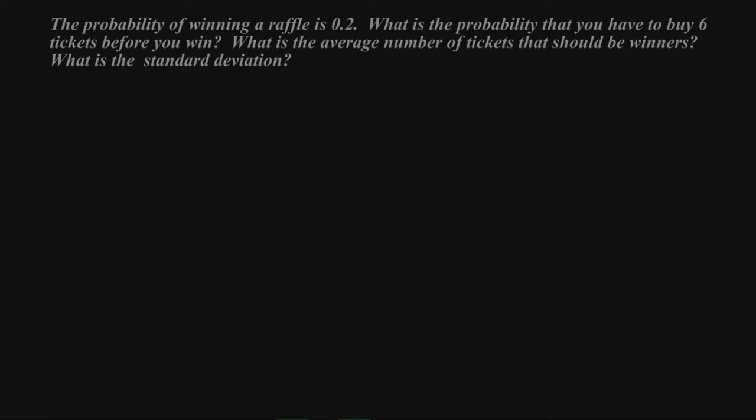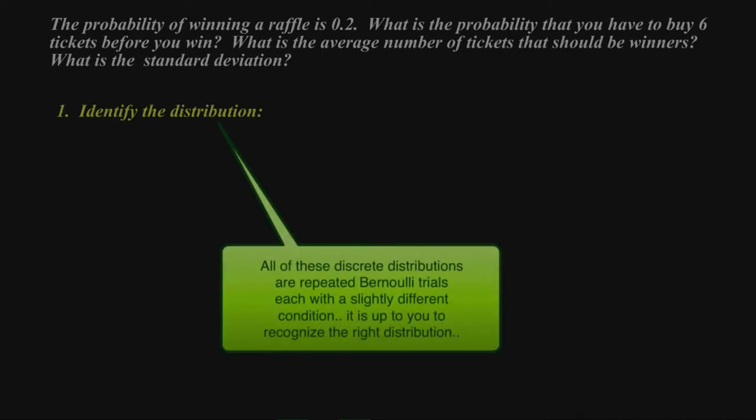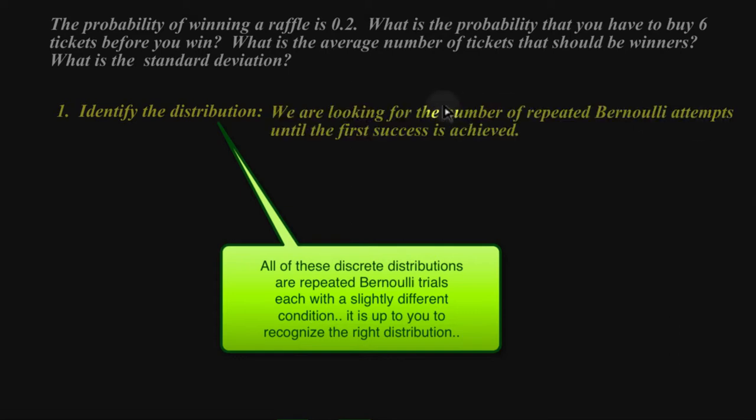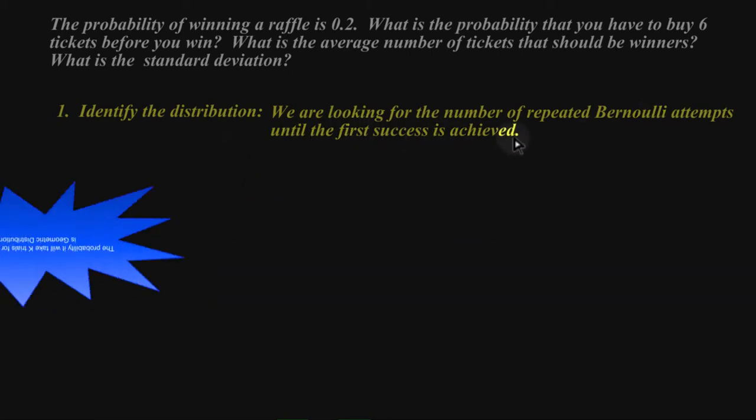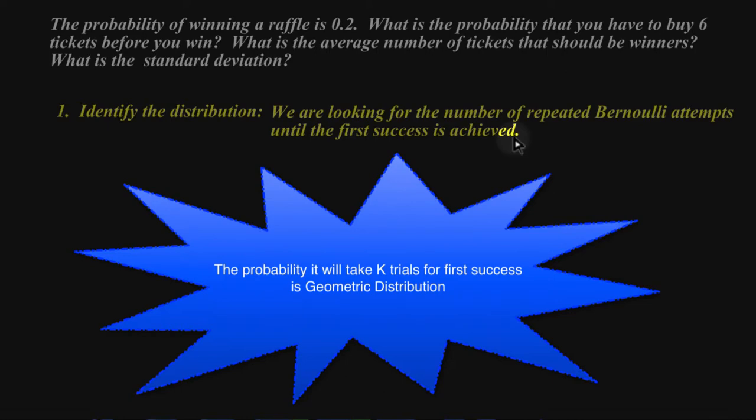So again, the big picture is always, we must identify the distribution. So what are we dealing with? We're looking for the number of repeated Bernoulli attempts until the first success is achieved. That is a geometric distribution. Number of k trials until success.